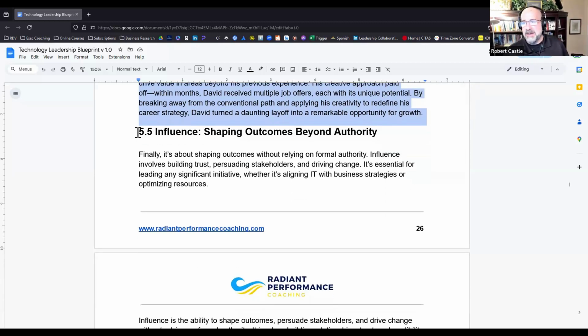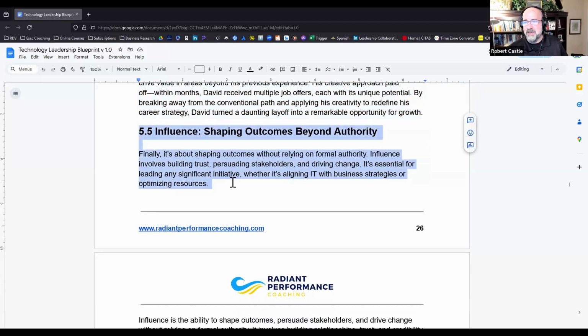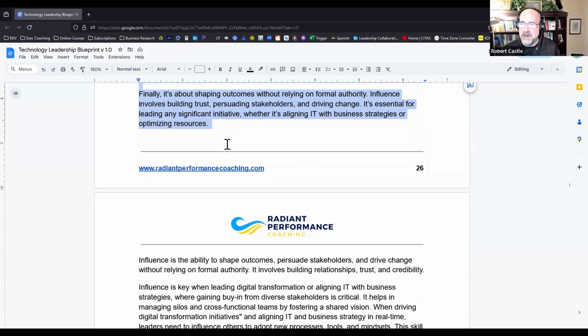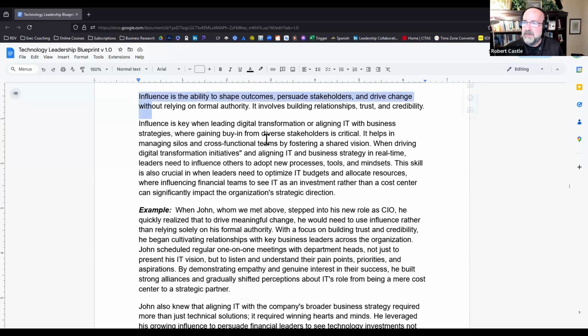Then finally, influence, shaping outcomes beyond authority. It's about shaping outcomes without relying on your position or authority. Influence involves building trust, persuading stakeholders, and driving change. It's essential for leading any significant initiative, whether it's aligning IT with business strategies or optimizing resources. Influence is about the ability to shape outcomes, persuade stakeholders, and drive change without relying on formal authority. It involves building relationships, trust, and credibility.